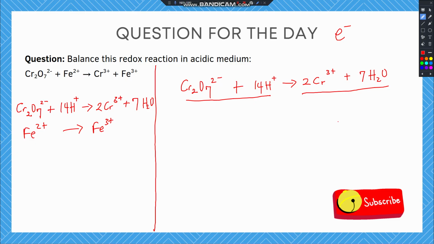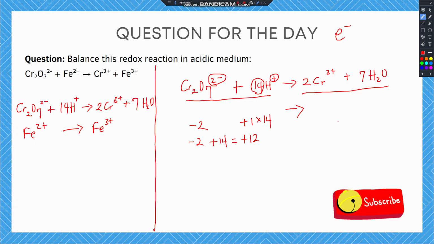On the left hand side, we have a charge of -2 over here. Let's put it down, -2. Next, we have a charge of +1 over here by this plus sign. So let's put it down, +1. However, it has a coefficient of 14, which tells us that it becomes +1 multiplied by 14. So altogether, the charge becomes -2 plus 14. That tells us that the total charge is +12.